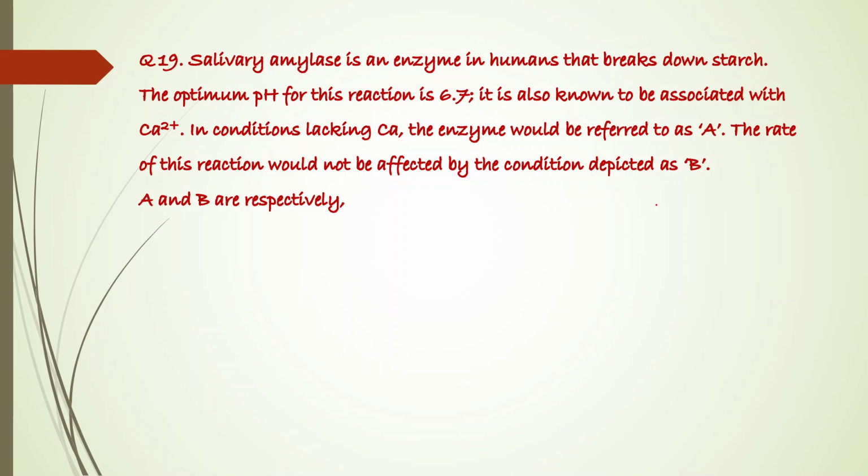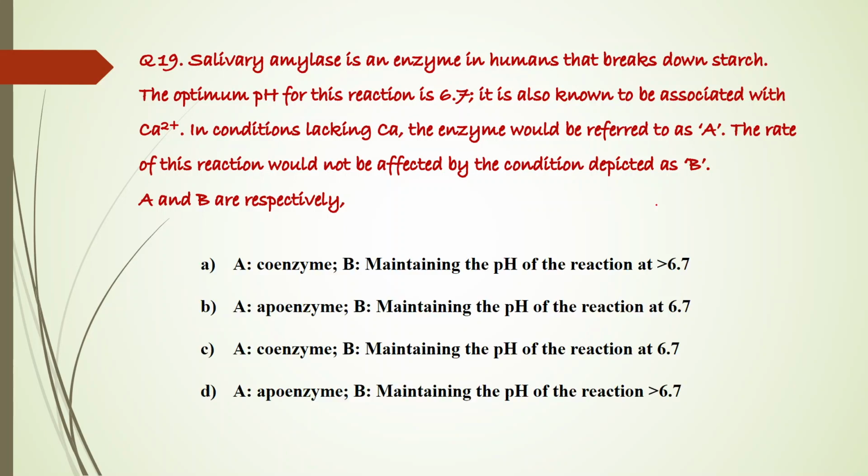Fine. Moving to the next one. It is stating salivary amylase is an enzyme in humans that breaks down starch. So I am just writing it as SA. The role of it is to break down starch molecules. The optimum pH for this reaction is 6.7, and it is also known that this enzyme is associated with calcium 2+.